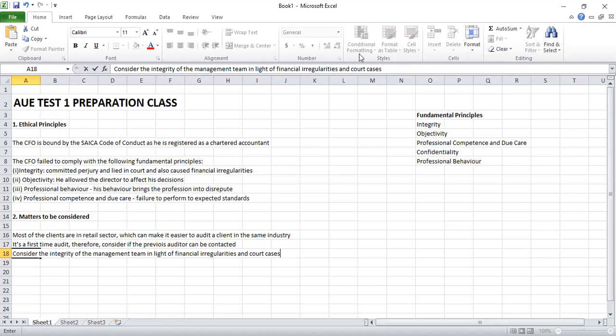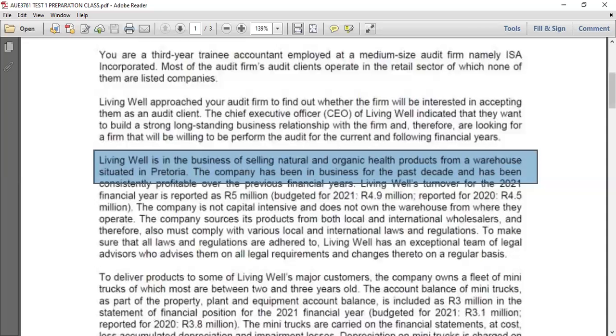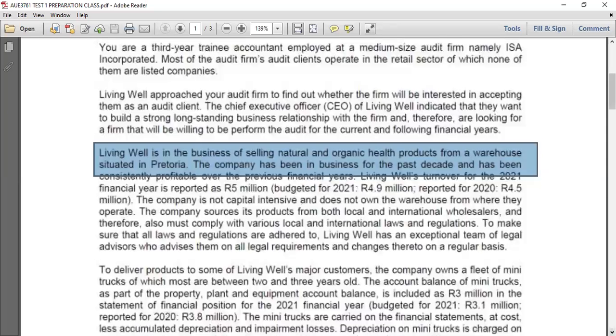Right. Then let's look for other things. Here I've just looked at those that I've already seen that are evident from the scenario. Right.